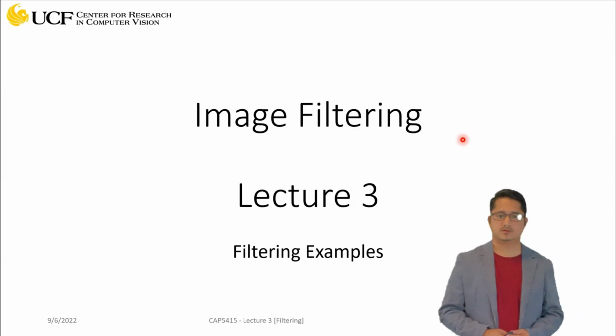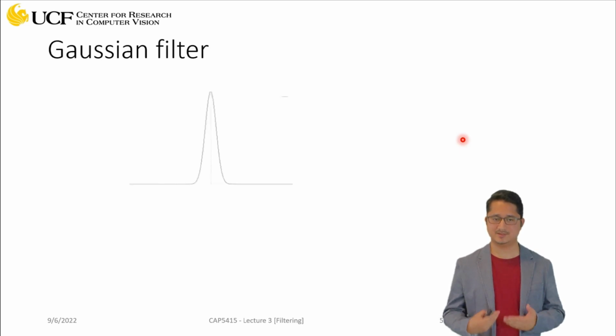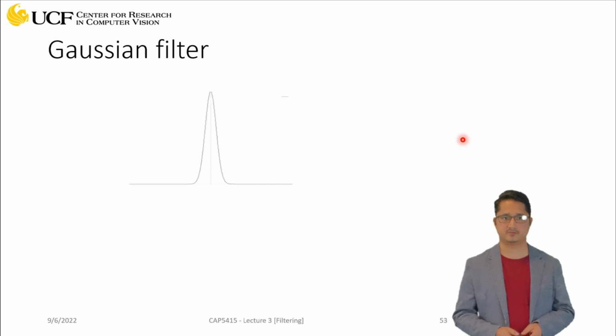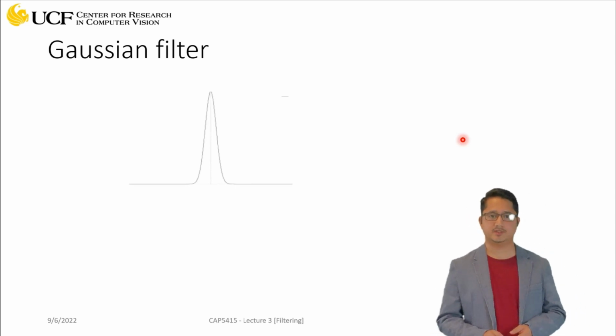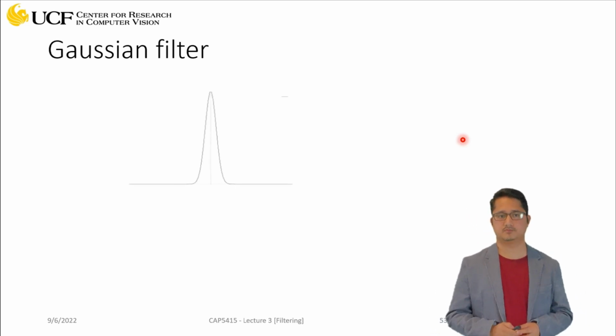All right, good. So the next topic is, we studied how to perform filtering. Now we're going to go over some filtering examples and really see what filtering means in images. Before doing that, let's try to understand some basic filters.